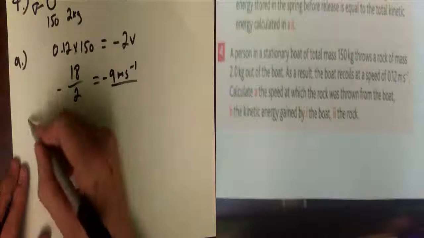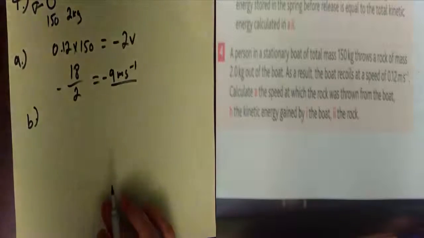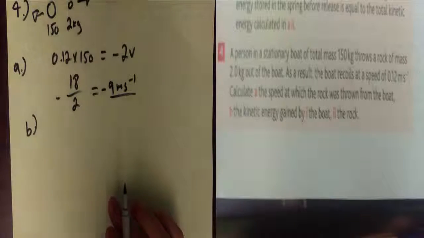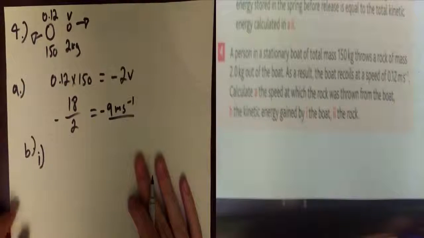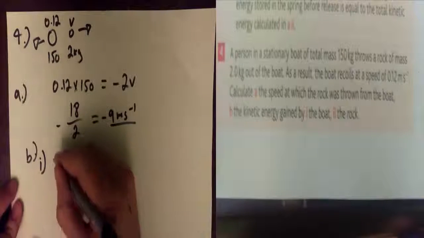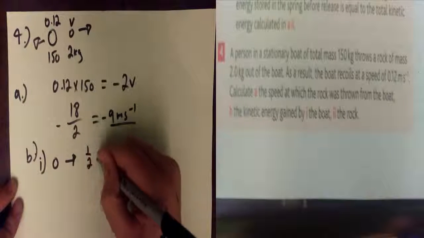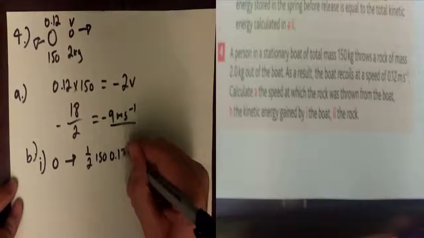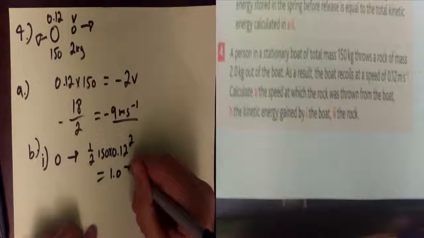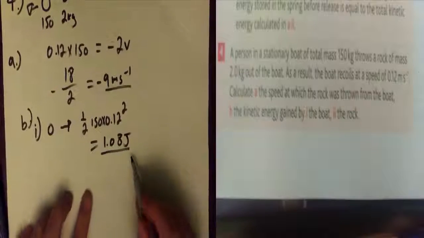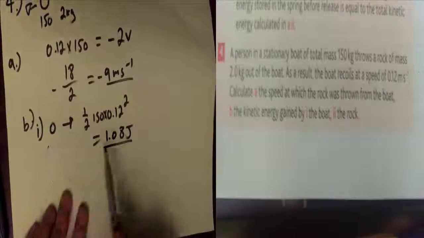Now, part B says, find the kinetic energy gained by, in I, the boat. Now the kinetic energy of the boat will have gone from 0 to half 150 times 0.12 squared. It's just adding numbers into the formula. So that's going to be 75 multiplied by 0.12 squared, which gives us 1.08 joules. That is the energy of the boat, or the gain in energy. It's gone from 0 to this.